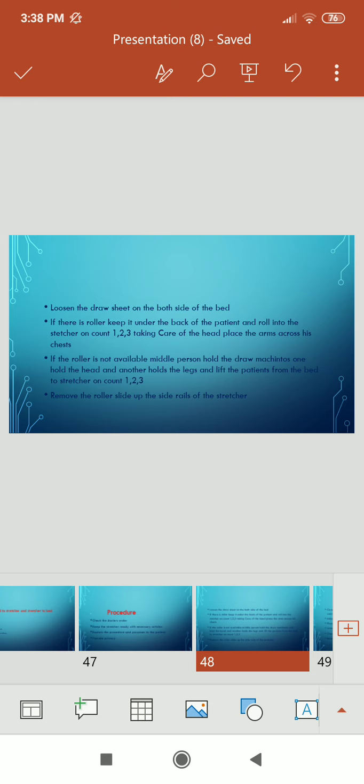Loosen the draw sheet on both sides of the bed. If there is a roller, keep it under the back of the patient and roll onto the stretcher on count 1 to 3, taking care of the head, and place the arms across his chest. If the roller is not available, hold the draw sheet, mackintosh, at the middle portion; one holds the head, another holds the legs, and lift the patient from the bed to the stretcher on count 1 to 3. Remove the roller and slide the side rails of the stretcher.